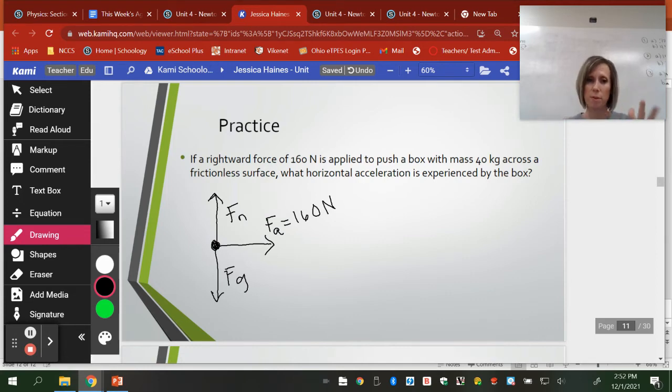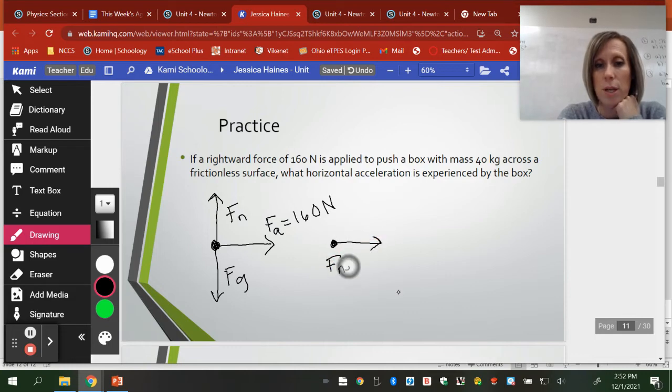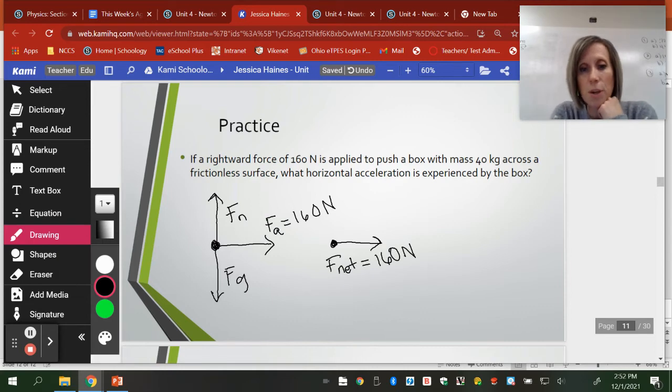But remember, for every free body diagram, we need a second diagram showing the overall net force. The vertical forces, gravity and normal force, cancel out; they're equal and opposite. But in this diagram, there is nothing to cancel out the applied force. So our overall net force is equal to the applied force, 160 newtons. If we had something opposing it, we would subtract that. But we don't have any frictional forces.